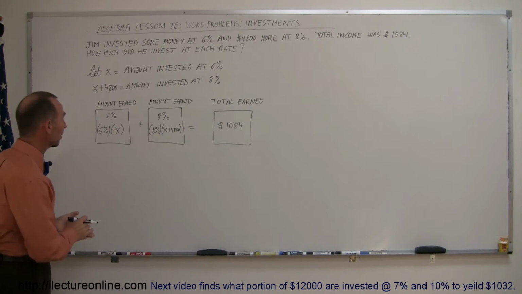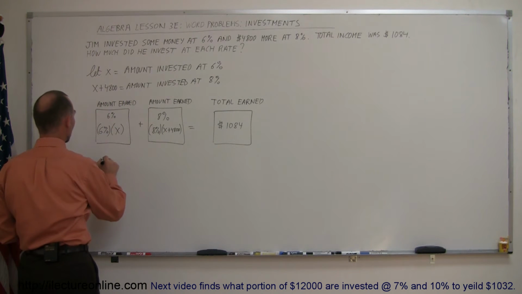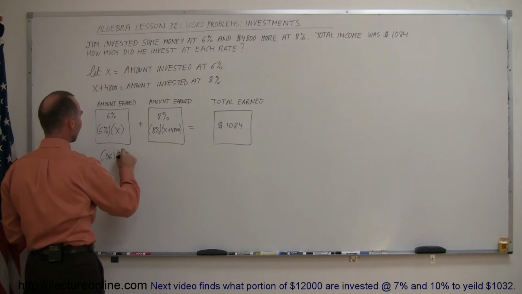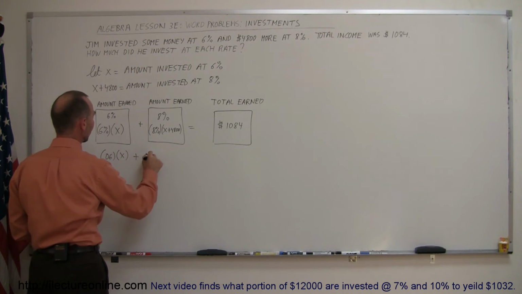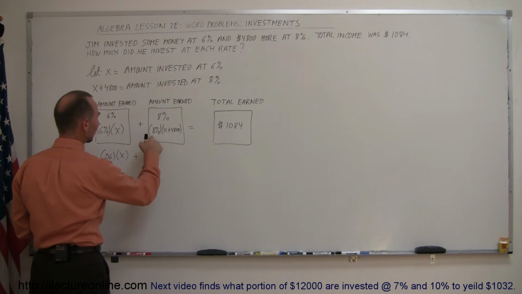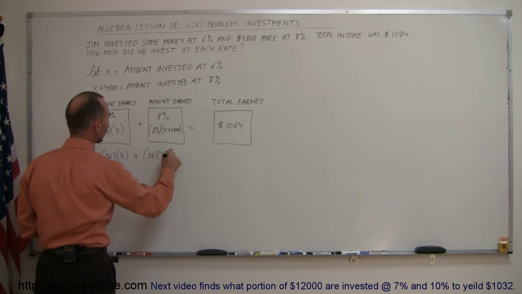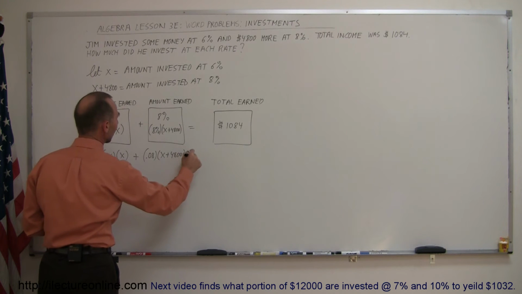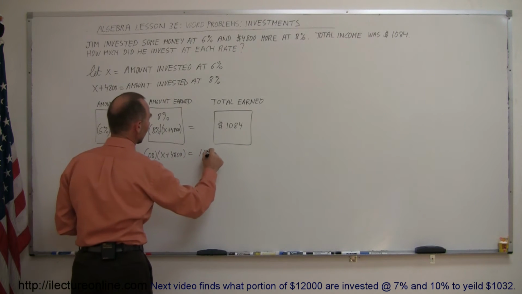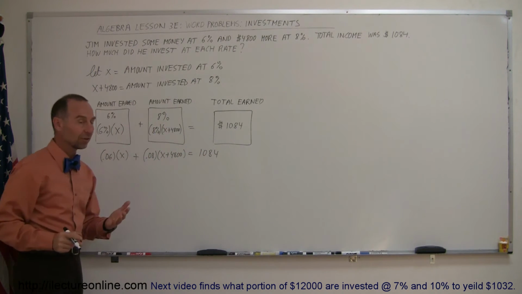And so now we have our equation. We can now write that 0.06, which is the decimal equivalent of 6%, times x, plus 0.08, which is the decimal equivalent of 8%, times x plus 4,800, adds up to 1,084. So now we can solve this equation.